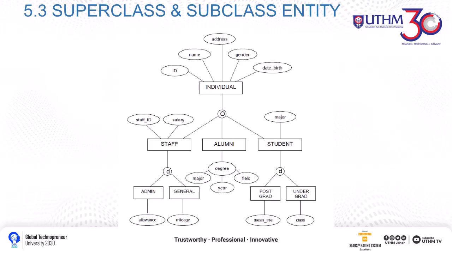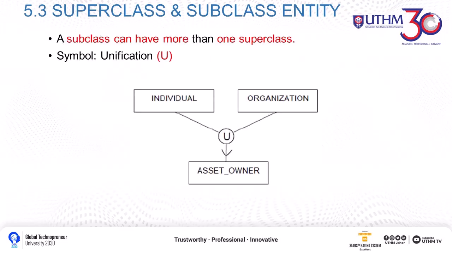So, can you differentiate between them? I am sure you can understand the diagram based on what has been taught to you. Please note that a subclass can have more than one superclass as shown on the slide. It is called unification and is represented as a U symbol. For example, we can say that the asset owner contains individual and organization superclasses.